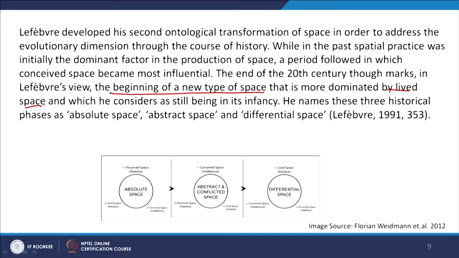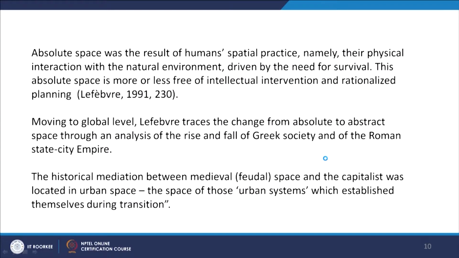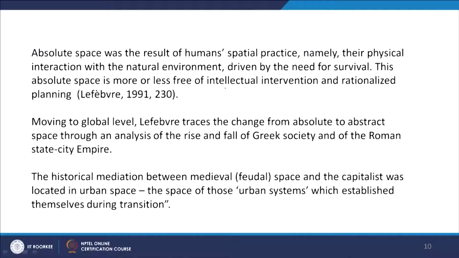He names the first one absolute space, the second abstract unconflicted space, and the third differential spaces. Absolute space was a result of human spatial practice, namely the physical interaction with nature: how society started interacting with nature and then developed built environments for their survival processes. This is very little informed by intellectual intervention or rationalized planning processes.